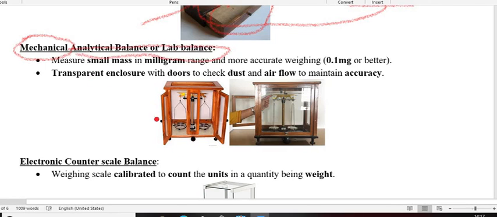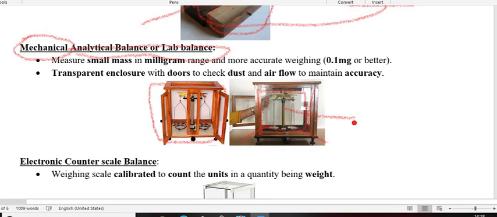This lab balance is present in one wooden box, and all the sides have glass so you can look inside easily. The right and left side glass panels open easily, and the front side can also be opened, but the back side is usually closed. Similarly it has two pans and a pointer to see the balance.